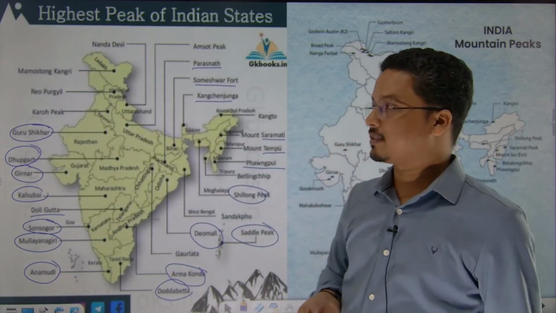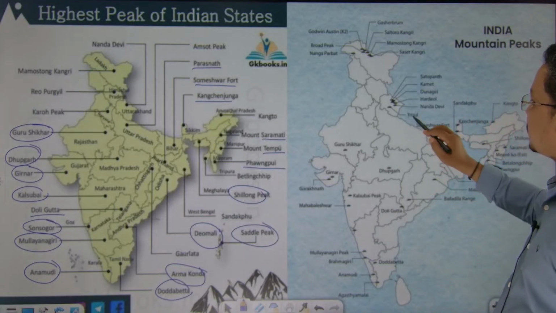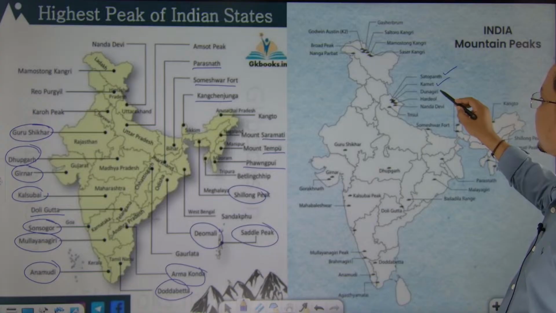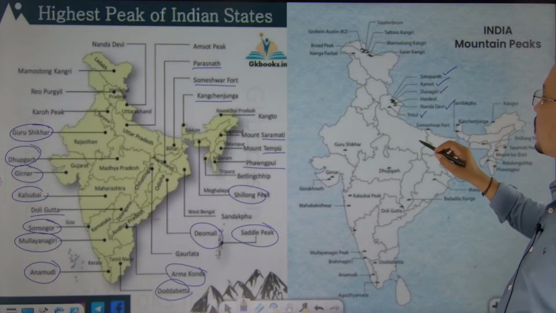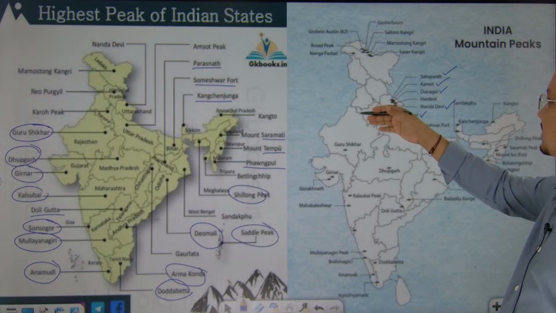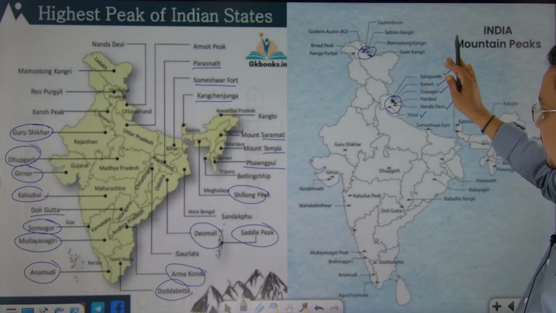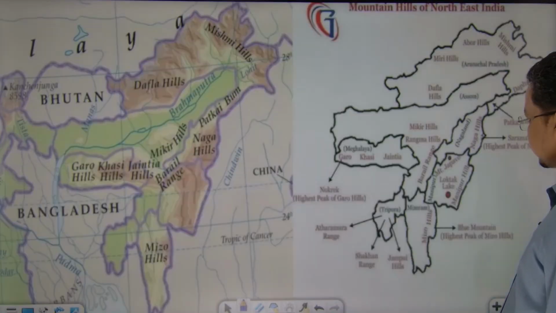Devgiri is also there, as you have mentioned. So these are the important peaks also there. Here in Uttarakhand you can see Satopanth is there, Kamet is there, then Dunagiri is there, Nanda Devi is there, Trisul is also there. Apart from that, Kedarnath and Badrinath, all these peaks are here. There are a number of peaks. So these are the important peaks, we have done it, right?